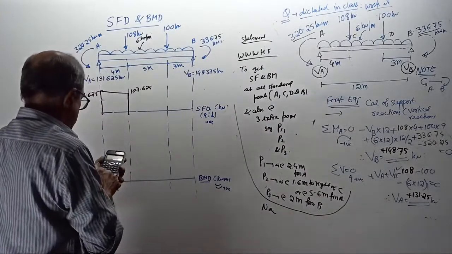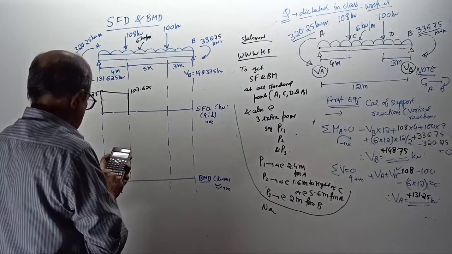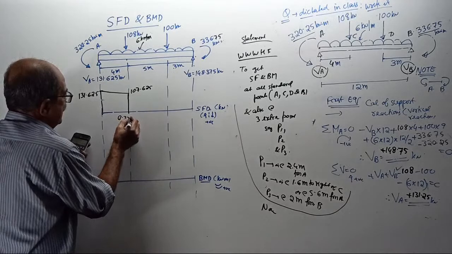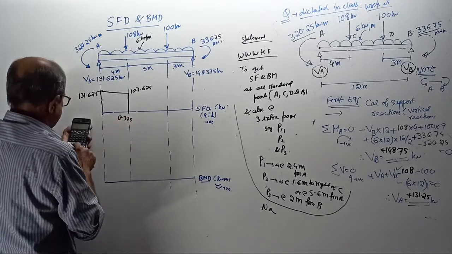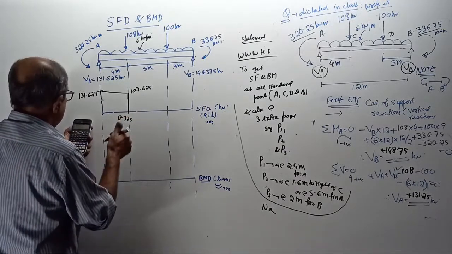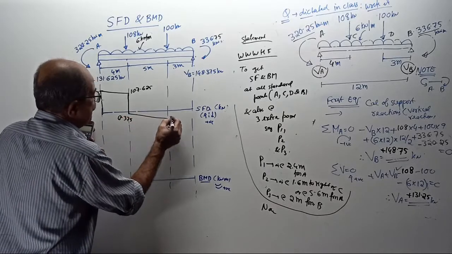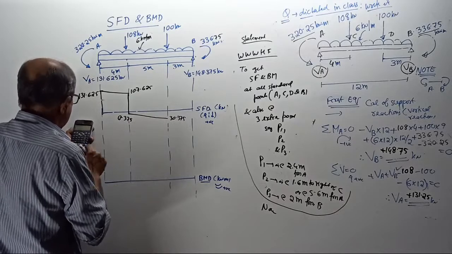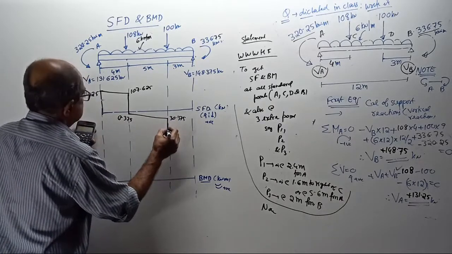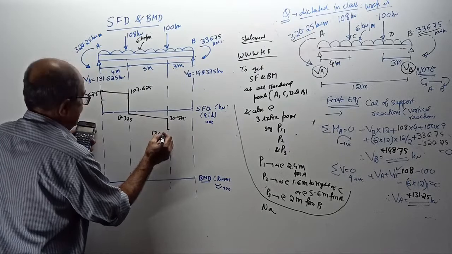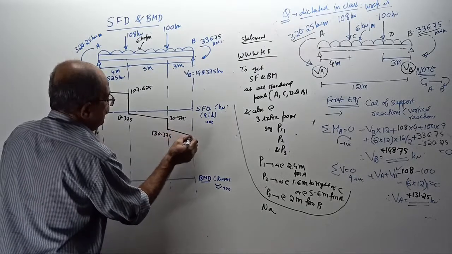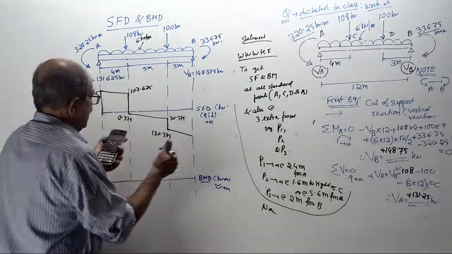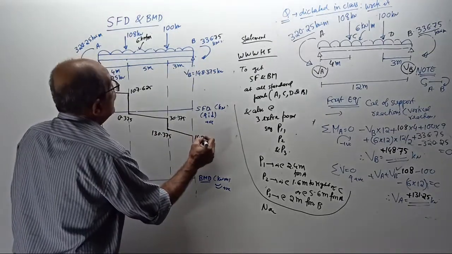So, very small value, 0.375 minus 6 into 5, it will come to 30.375 here. Then come down by 100, it will come to 130.375 here. Again, it will go this way, minus 6 into 3 will be 148.75 here.